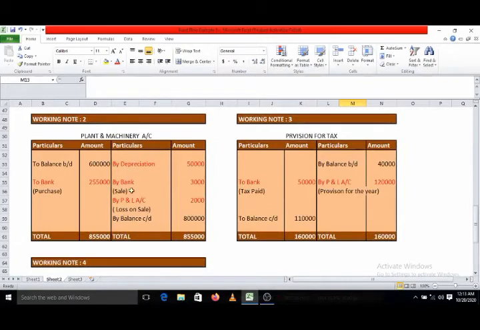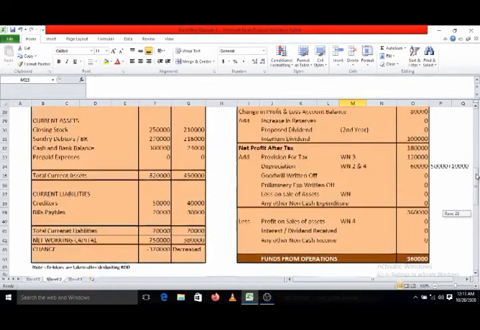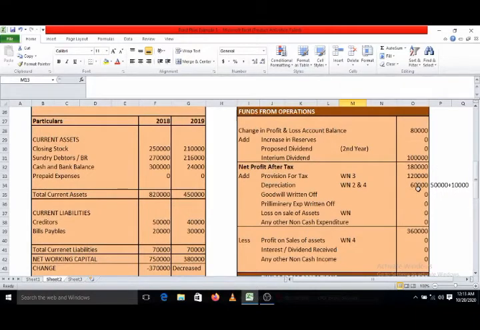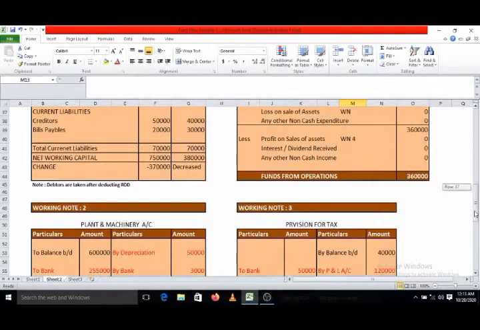There are again three items on the credit side. First is depreciation. Where depreciation we have to add into funds from operations, which we have already done. We have taken total depreciation 60,000. That is plant and machinery 50,000 and land and building 10,000. So that we have done.